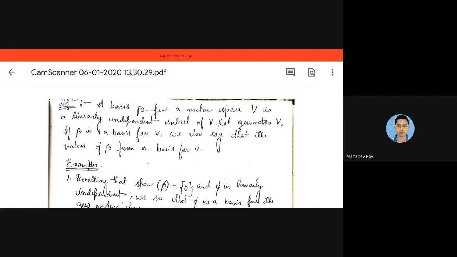You are talking about finite dimensions, but in general you cannot impose this uniqueness on this expression, right?